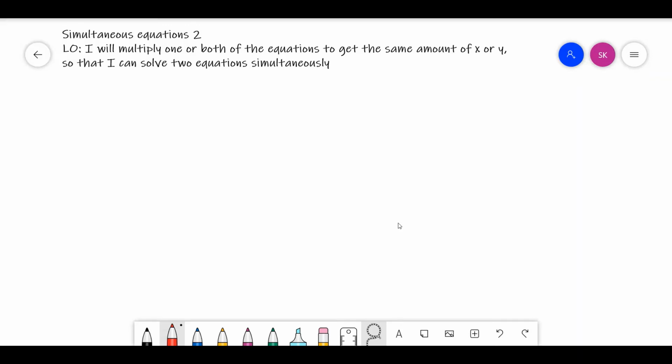Last lesson, we introduced what simultaneous equations were and how to solve them. This lesson, we take that a step further. So can you write the title and learning objective underneath your last lesson of work? Make sure you've underlined in purple pen, written the date, you know, the usual. Pause the video so you've got time to do that and press play when you're ready to continue.